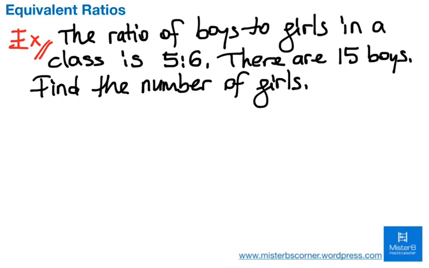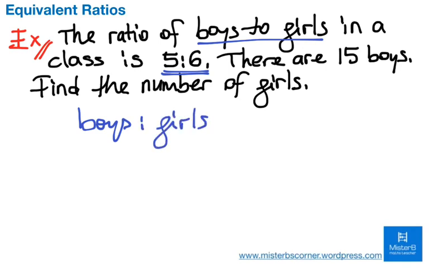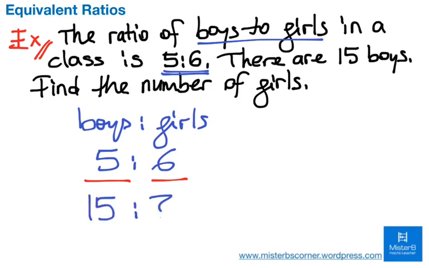First of all, remember that the order is important in a ratio. It says boys to girls and gives us 5 to 6. So basically, boys to girls, I can use the comma to write down the ratio, is 5 to 6. So if there would be 5 boys in this class, there should be 6 girls too. But it is not the case. We have 15 boys and we want to find the number of girls.